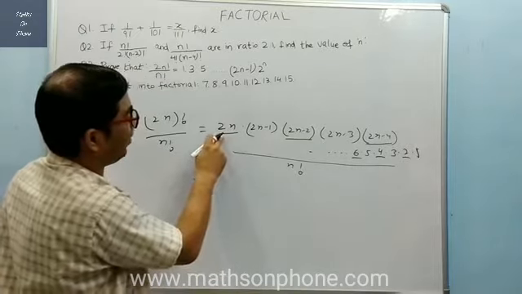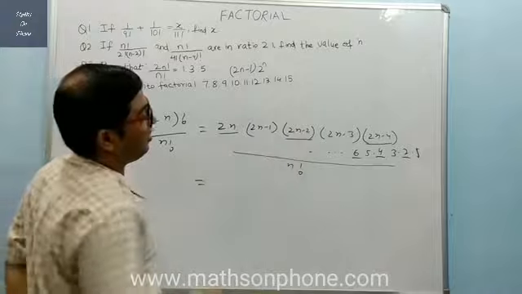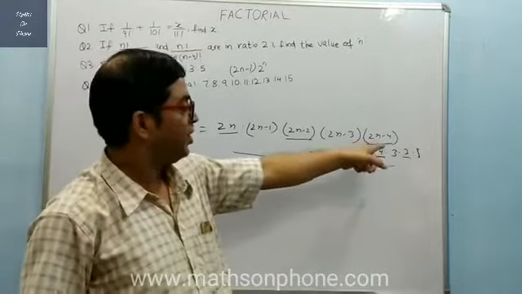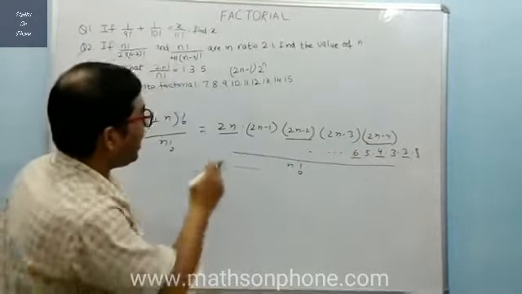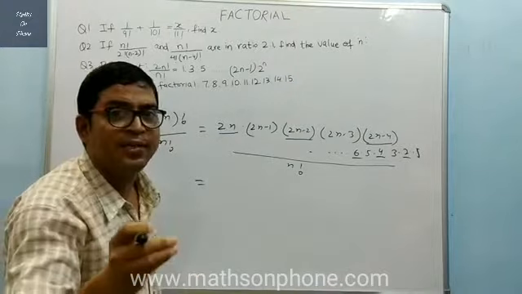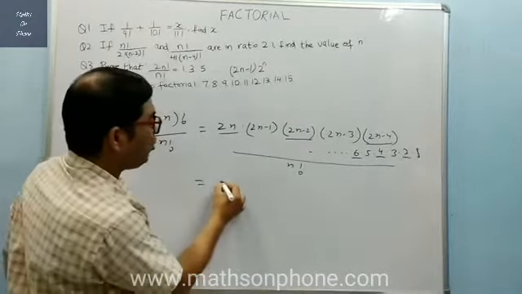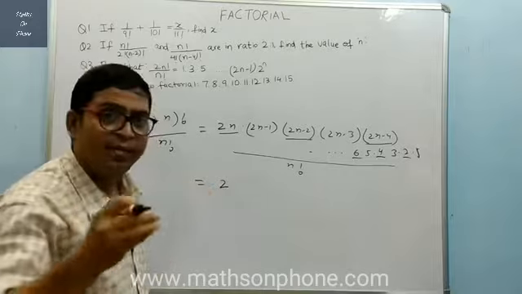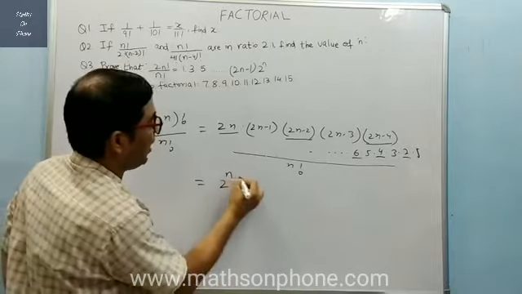If I am taking 2 common here, it is n. 2 here, this is n minus 1. 2 here, this is n minus 2. Like this. And every term is giving us 2. So how many 2's are there? N terms are giving us 2. So 2 to the power n.